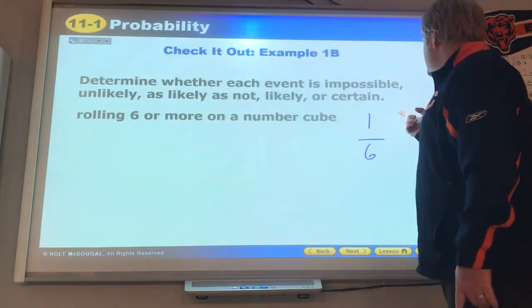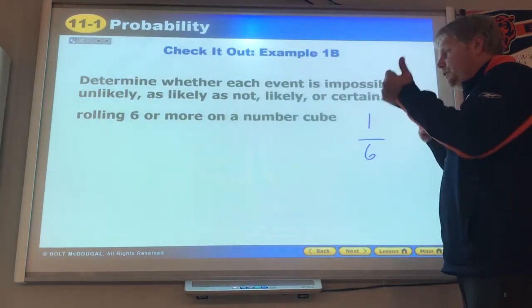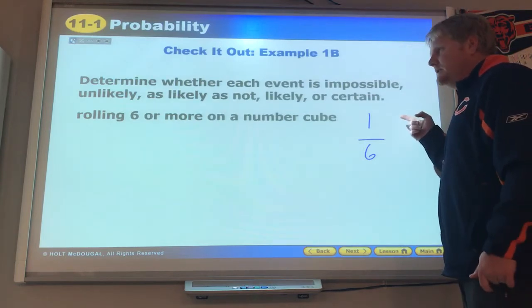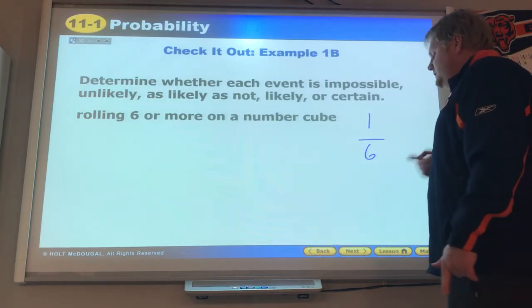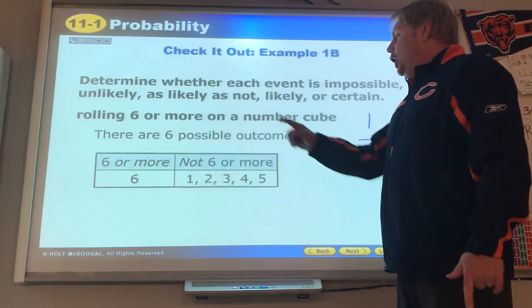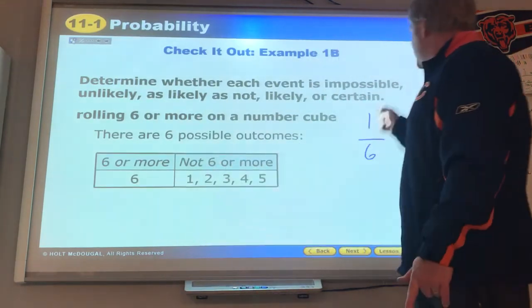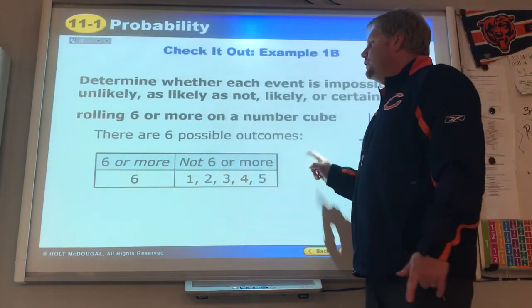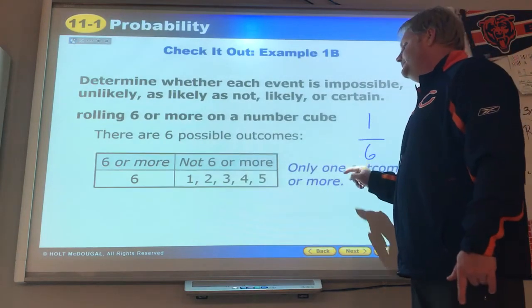So my desired outcome, what I want, was a 6 or more. Only 1 of those 6 numbers meets that. Total, there's still 6 choices like there's always been. So 1 out of the 6 meet it, 1/6. Ooh, so it's not very likely.